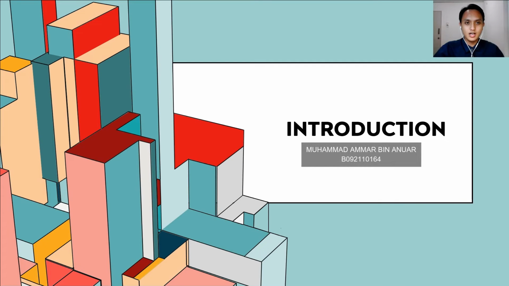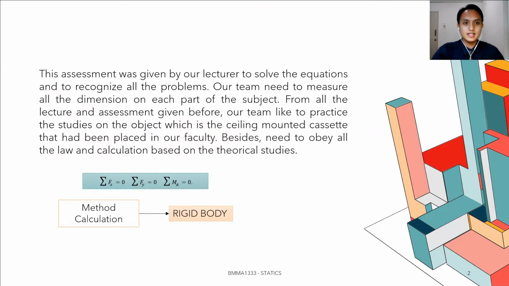Very good day. I am Muhammad Amar bin Anwar. First, I will explain the introduction of this assignment. This assessment was given by our lecturer to solve the equation and to recognize all the problems. Our team needs to measure all the dimensions on each part of the subject from all the lectures and assessments given before. Our team would like to practice the studies on the object, which is the ceiling mounted cassette that has been placed in our faculty. Besides, we need to obey all the laws and calculations based on the theoretical studies.